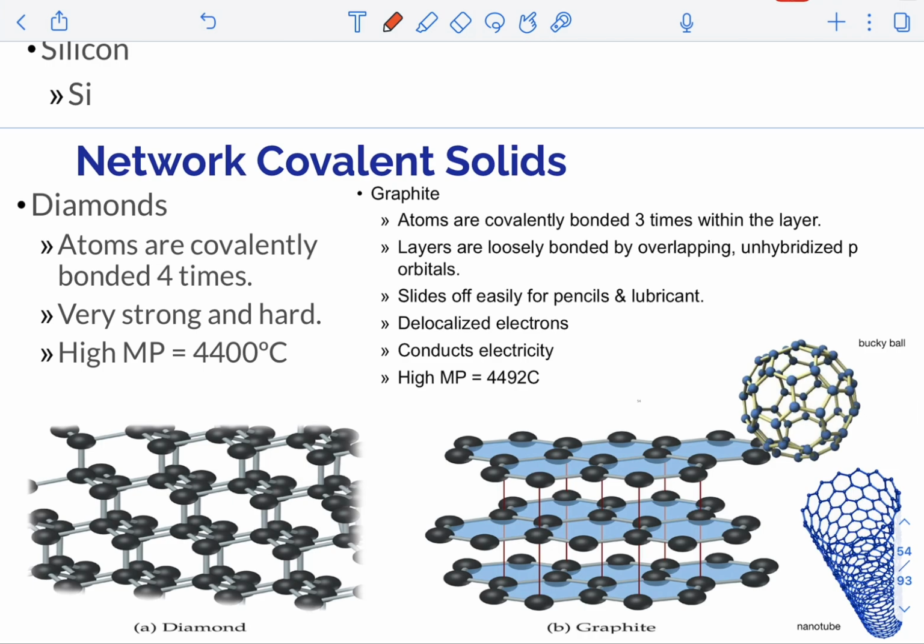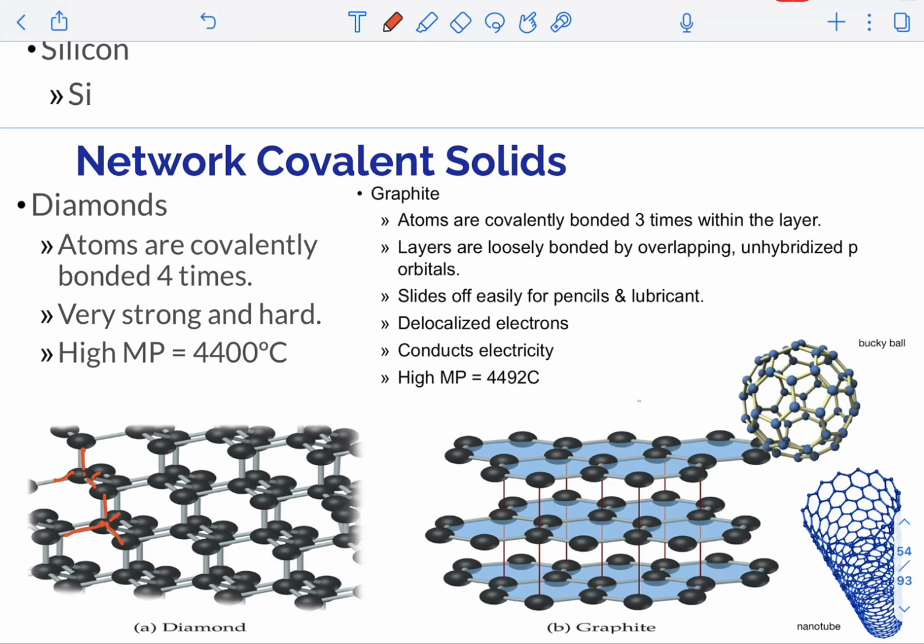So let's take a look at what those network covalent solids look like. In diamond, atoms are bonded 4 times. So each atom has 4 bonds. There's one you can't really see here, but there are 4 for each one.